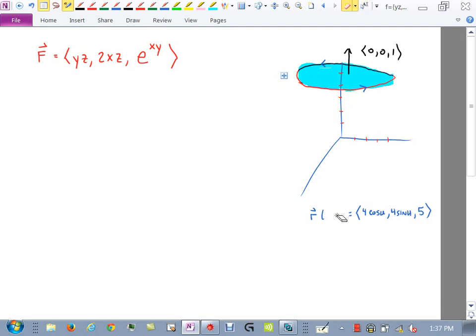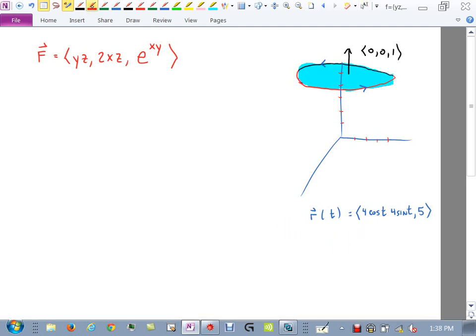Actually, I need to switch this to t. Then I'd take its derivative, and to evaluate the field at this vector curve, for every x I'd plug in 4 cosine t, for every y 4 sine t, for every z 5. So look at what this would be. Then I have to dot that with this derivative and integrate from 0 to pi. And that integral would suck, wouldn't it? Think about what that integral might look like.